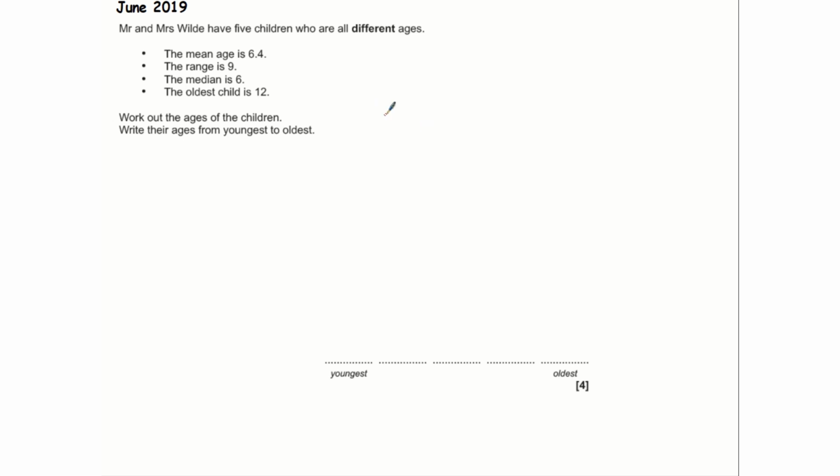Okay, so here we have Mr. and Mrs. Wild have 5 children who are all different ages, and that is really important, so we're going to underline this one here. So the mean age is 6.4, the range is 9, the median is 6, the oldest child is 12. Work out the ages of the children, write their ages from youngest to oldest. So in this question, we are given the averages, and then we have to actually work out the data using the averages that we are given.